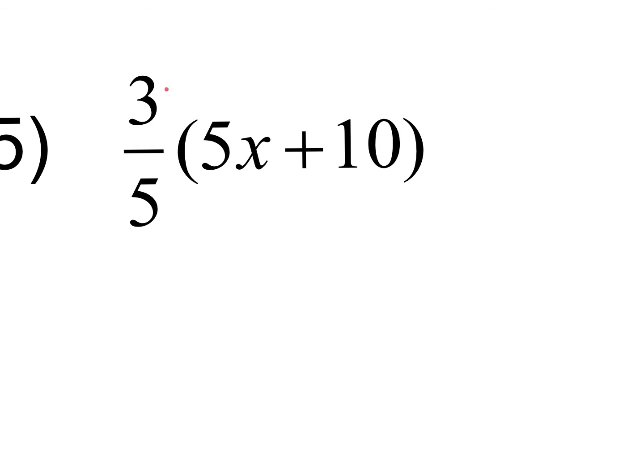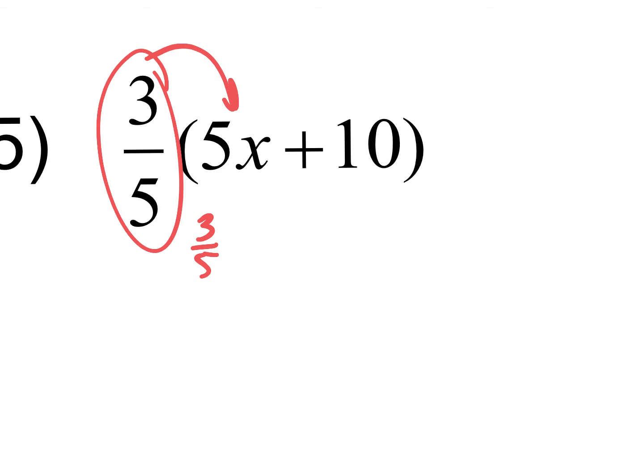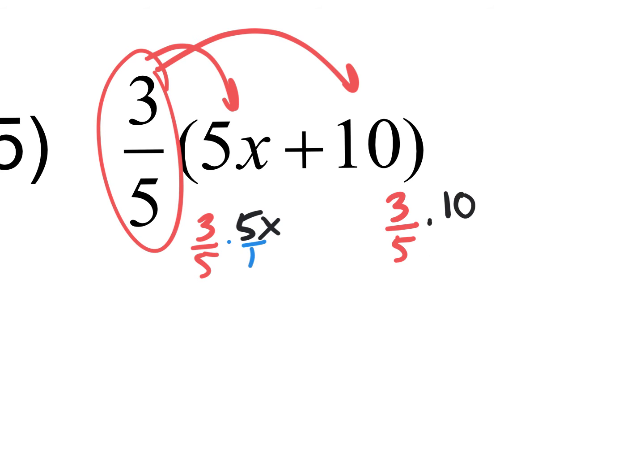Showing our work. We're going to distribute 3/5 times 5x. Let me write it out. 3/5 times the 5x. Put that 5x over 1. And then you could also go 3/5 times 10. Let me show my work. 3/5 times 10. Put the 10 over a 1. So it's really like doing 2 separate problems, guys, right?